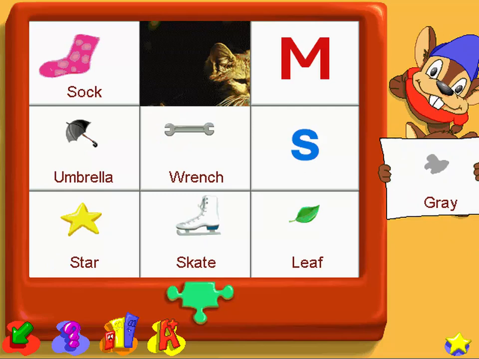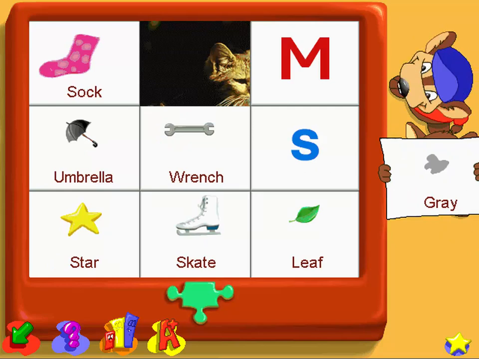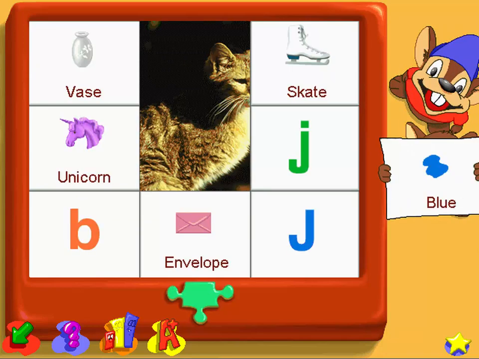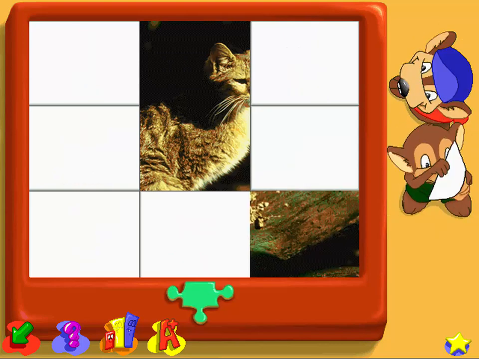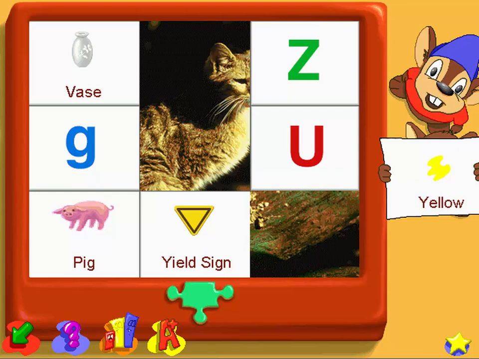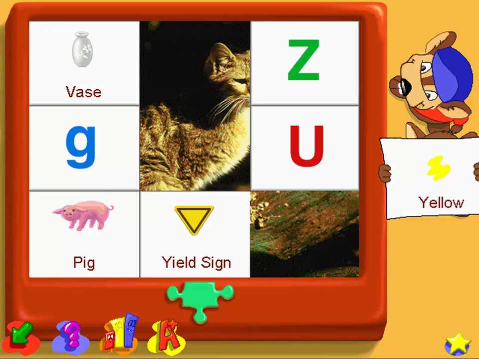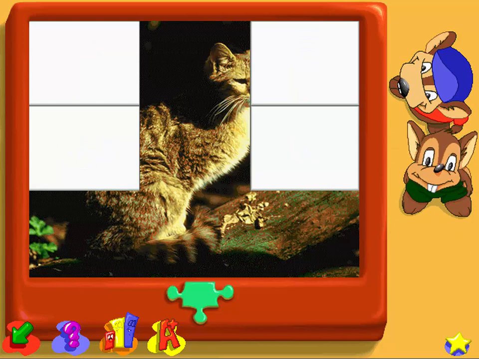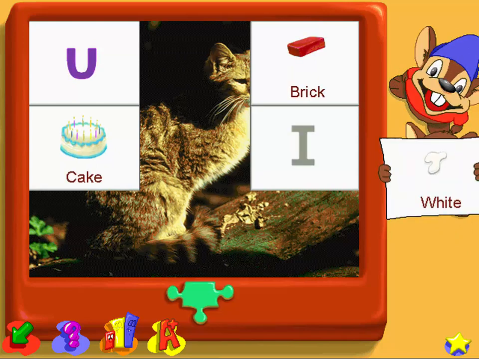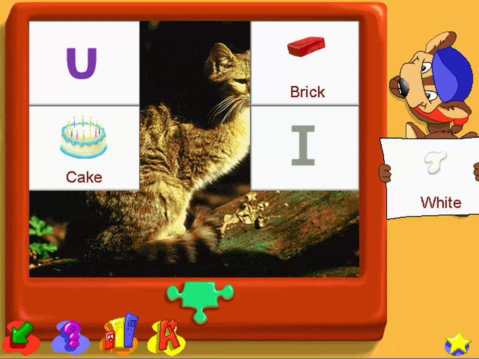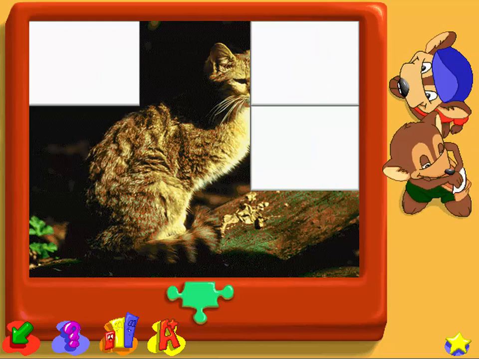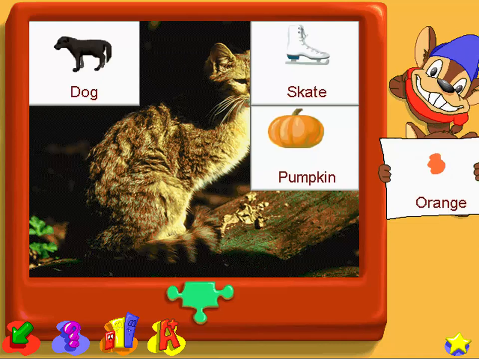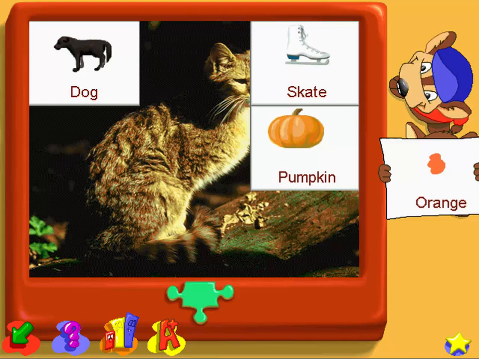Find the object that is the color gray. Wrench. Find the object that is the color blue. J. Find the object that is the color yellow. Yield sign. Find the object that is the color purple. Heart. Find the object that is the color white. Cake. Find the object that is the color orange. Pumpkin.